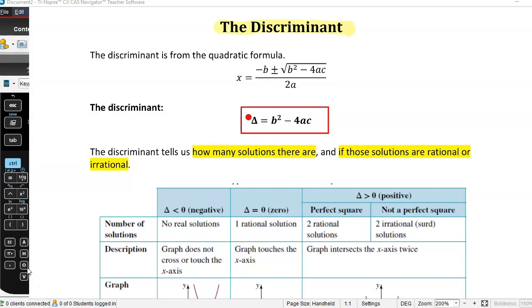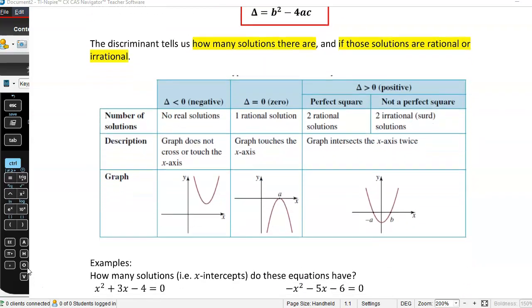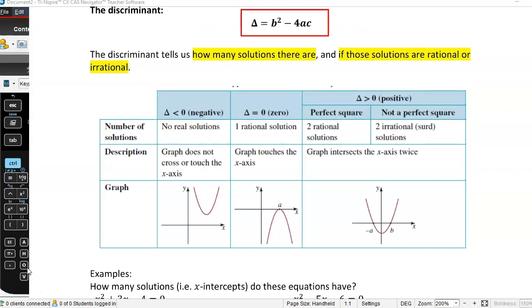This discriminant tells us how many solutions there are, and if we can find a solution, whether the solutions are rational or irrational. I've taken this little bit from your book. If our discriminant is negative, so the discriminant is less than 0, this means there are no real solutions, no intercepts. The graph does not cross or touch the x-axis.